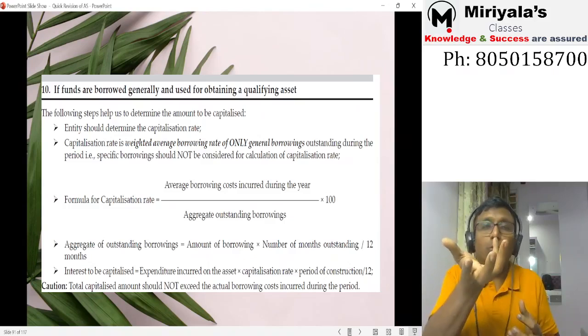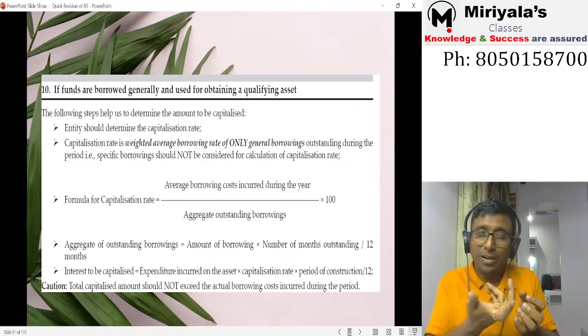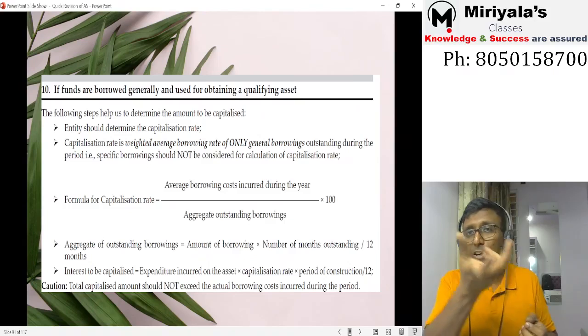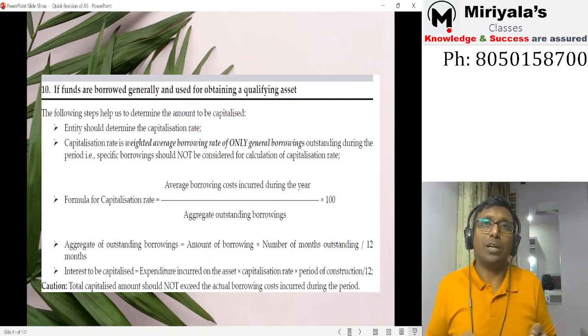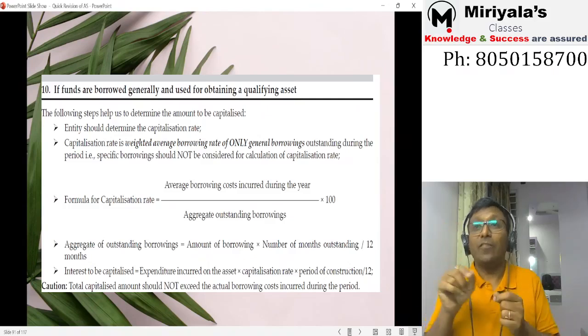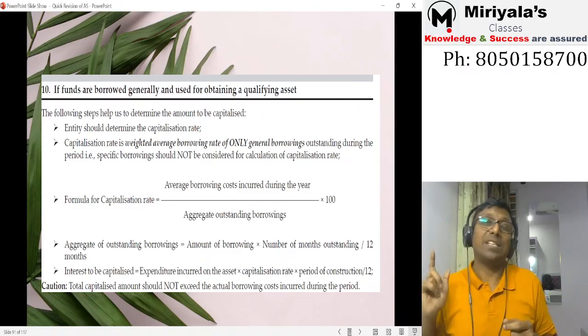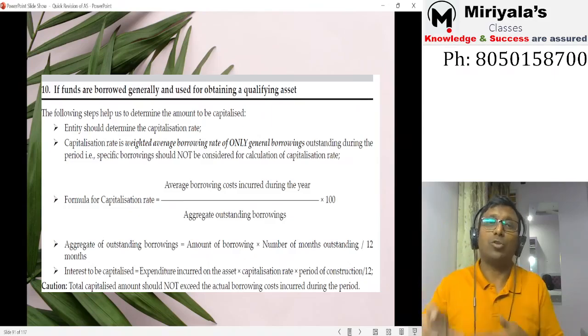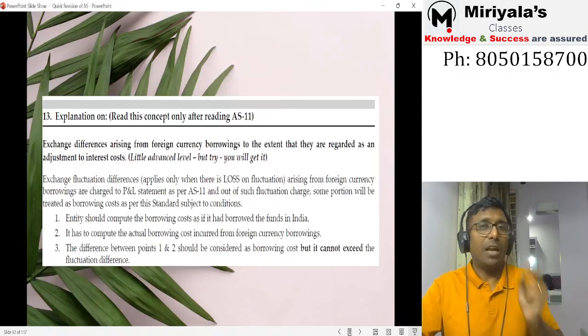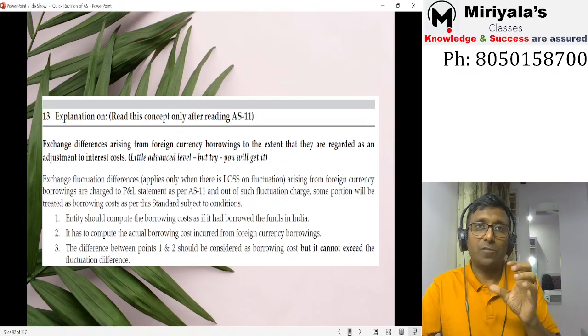Then, out of the total amount of interest incurred, and you have applied this general borrowing rate, suppose I have incurred totally 1200 rupees as my borrowing cost. But by applying this weighted average borrowing rate, I have got 500 rupees. 1200 minus 500, 500 will be capitalized, and 700 is the remaining amount that will be charged to the profit and loss statement. And this is the last topic of the standard, which is very important.